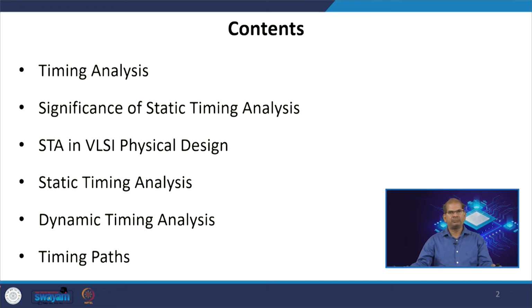Then there are two types of timing analysis, one is called static timing analysis, one is called dynamic timing analysis. Then we have different types of paths in our regular circuits, for example, false path, critical path and short path. We will discuss all of them with one example.